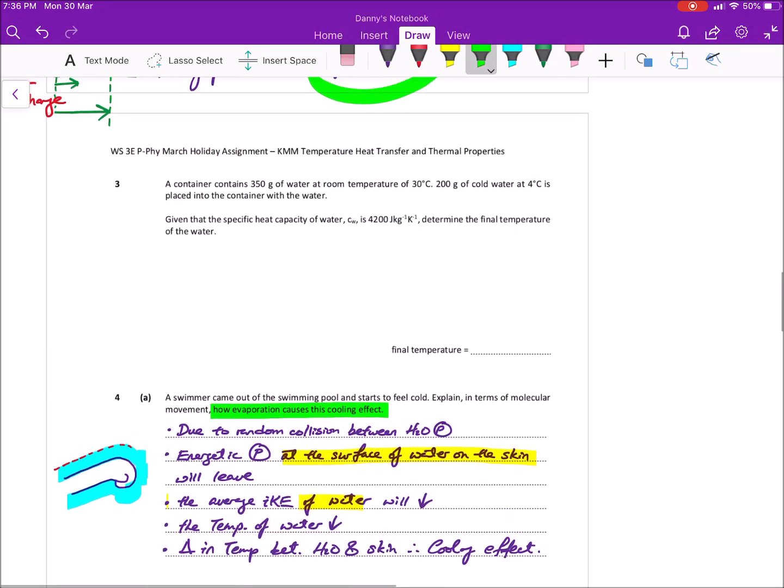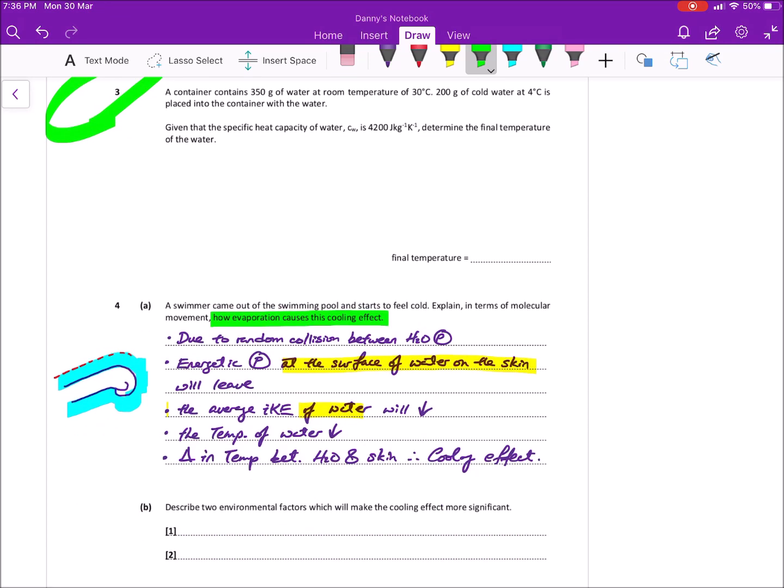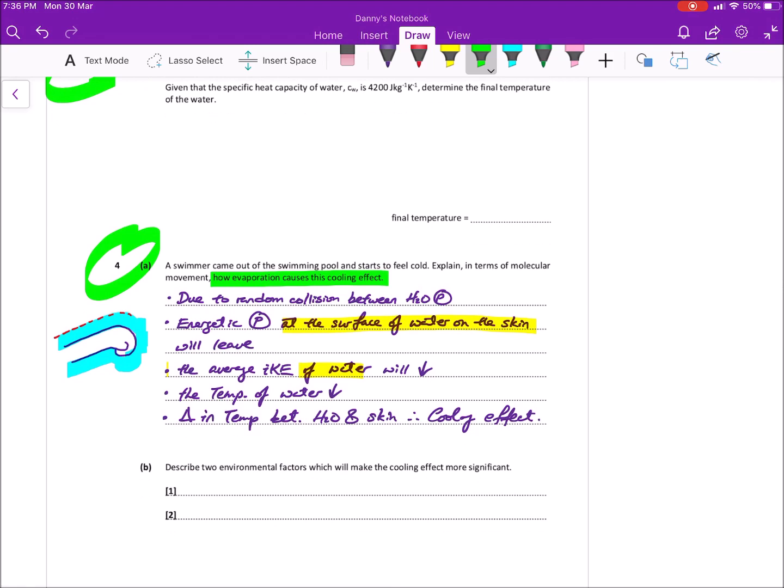Okay, for question 3, I'm very impressed by the class. Most of you got it correct. Okay, for question 4, just some minor mistakes. When we talk about this case, how does evaporation cause a cooling effect? You need to focus on the evaporation process.